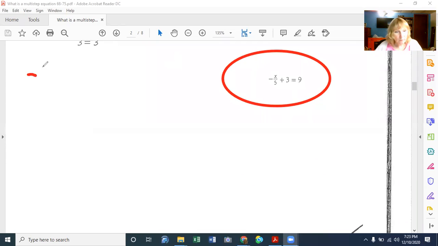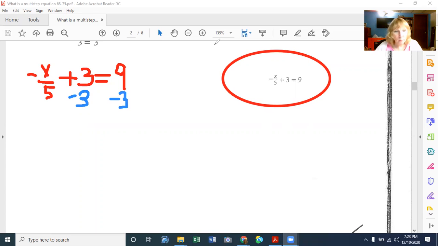We have negative x over 5 plus 3 equals 9. So what is my first step going to be? What do I do first? Right, I get rid of anything that's added or subtracted. So I see that I have a 3 being added. So I am going to subtract a 3. Whatever I do to one side of the equals, I need to do to the other side of equals.